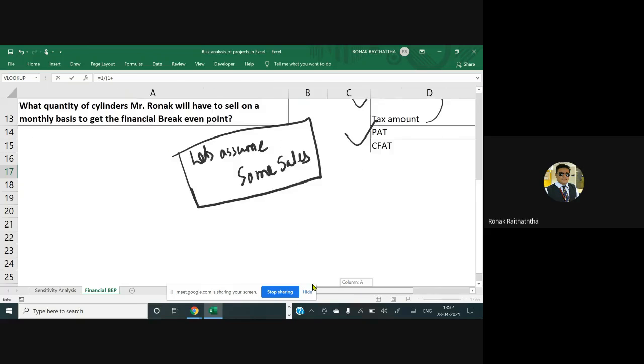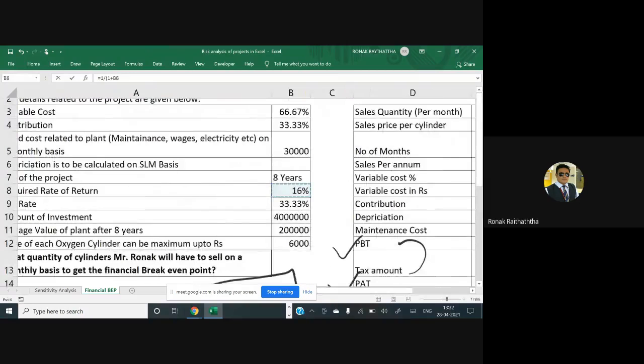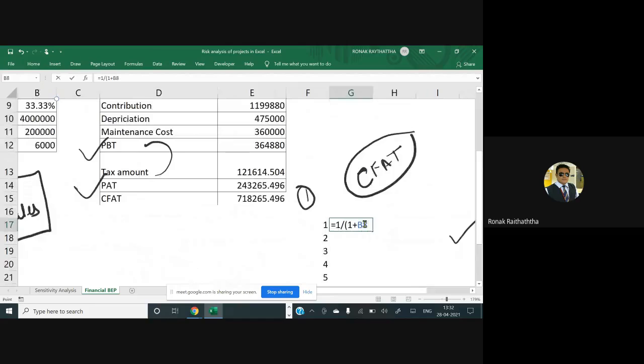R is 16 percent. I'm linking that cell and I'm locking that cell. Why? Because that 16 percent will remain constant for all these 8 years. Closing the bracket, then putting the sign of raised to n. So n is the cell number F17 in my case, which is 1, right?